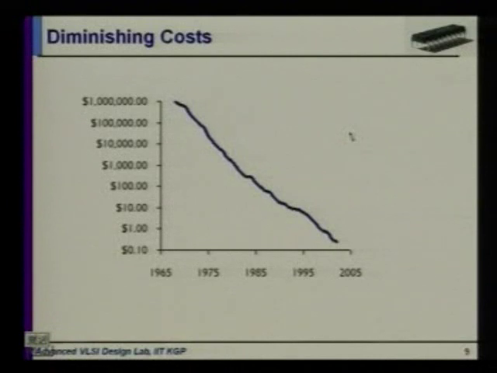This picture shows how the cost of transistors has gone down. As you can see, this is the cost per million transistors. This is not the cost of one transistor, by the way. This is the cost per million transistors. From 1965 onward, and you can imagine, when we joined IIT sometime around here, a million transistors would cost something like $100.